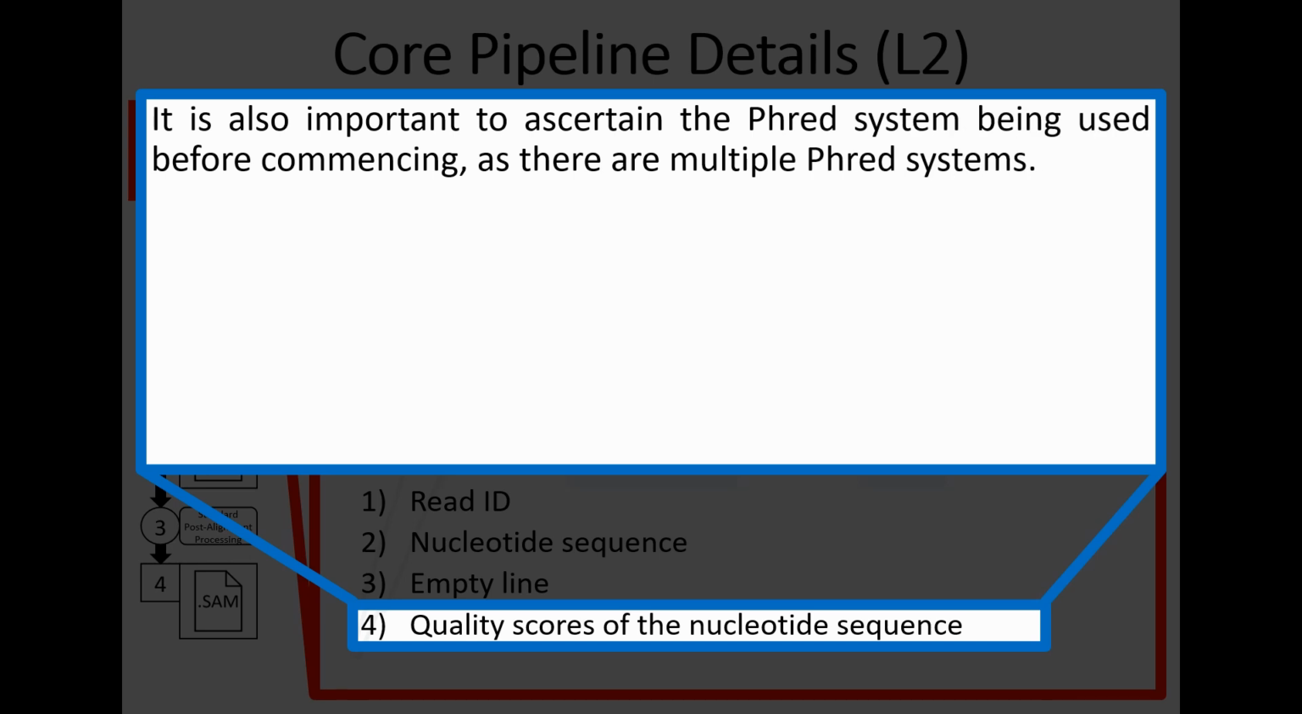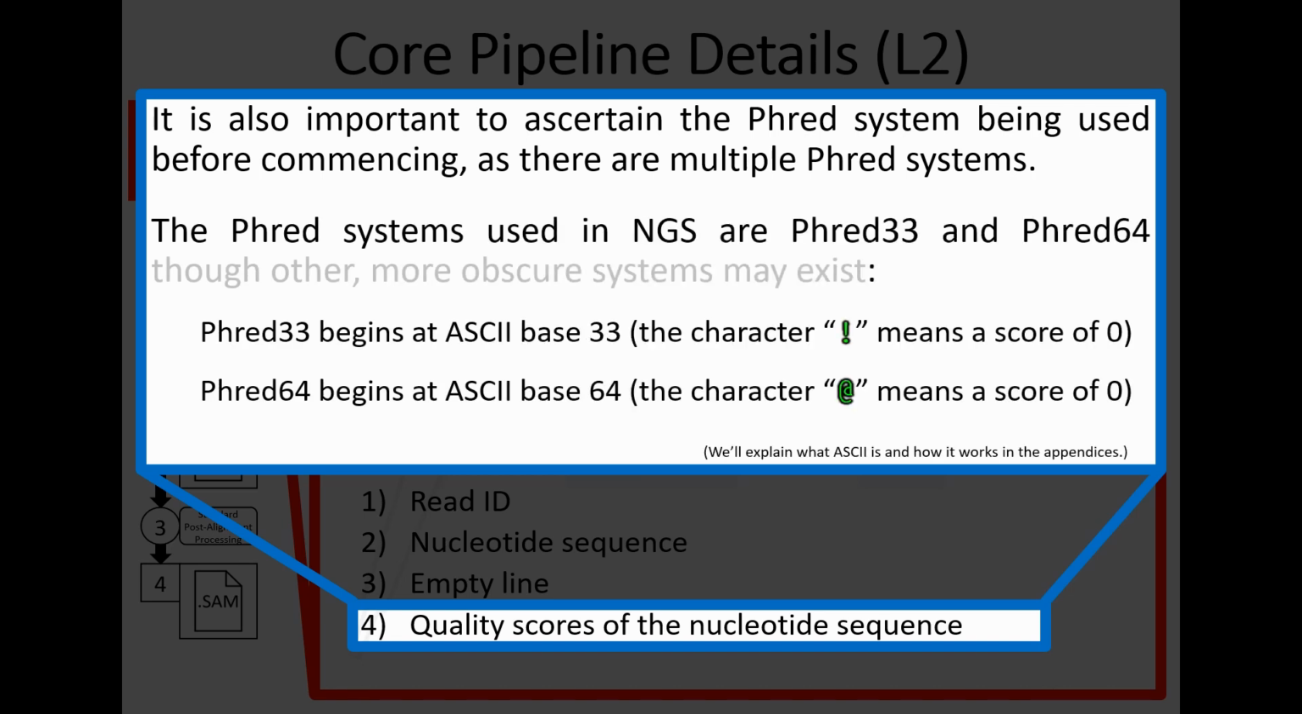It is important to note that there are at least two Phred systems used in FASTQ files. Phred 33 begins at ASCII character 33, with the exclamation mark symbol corresponding to a score of 0, while Phred 64 begins at ASCII base 64, with the @ symbol corresponding to a score of 0. Therefore, it is important to first ascertain the Phred system being used before commencing analysis.